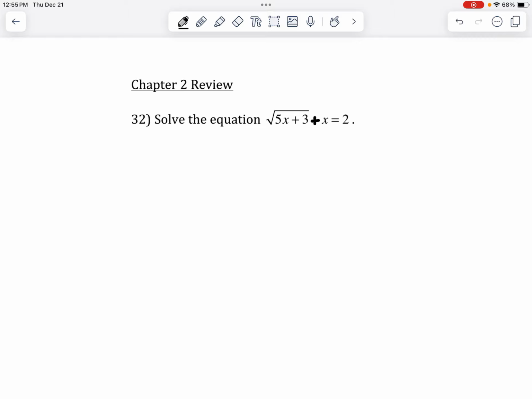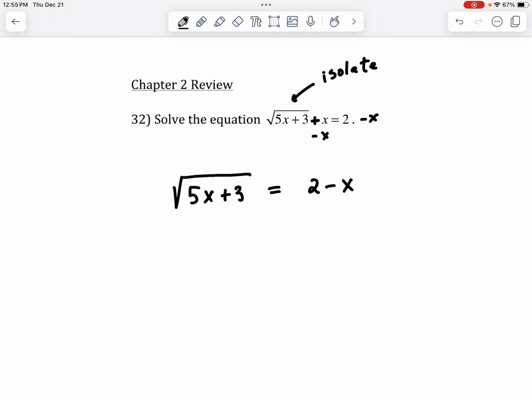Okay, now we're ready. So in order to get rid of the radical, we will need to square both sides, but it's best to first isolate the square root before you square both sides. So we need to move the x over, so subtract x from both sides, and then we'll have the square root of 5x plus 3 equals 2 minus x. And then we're going to square both sides.